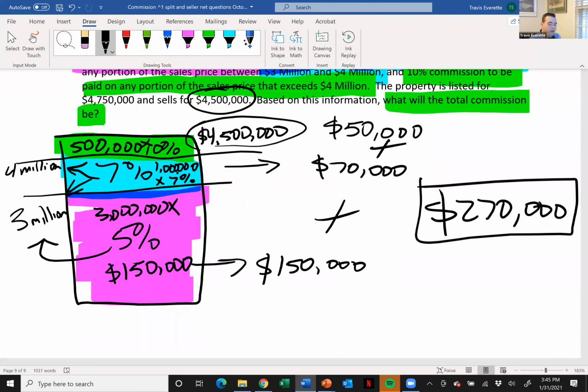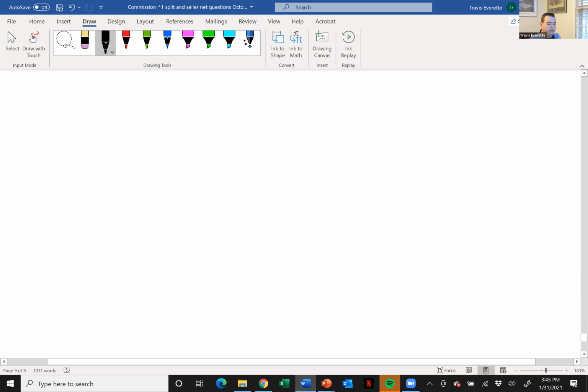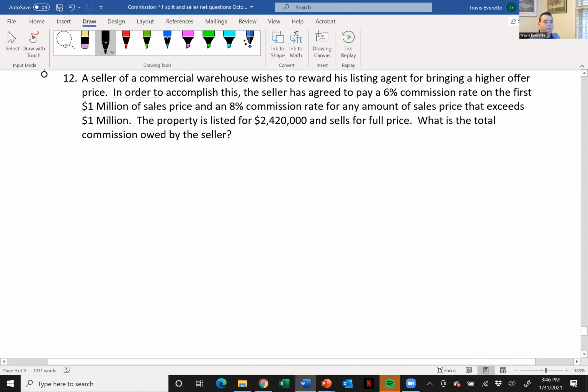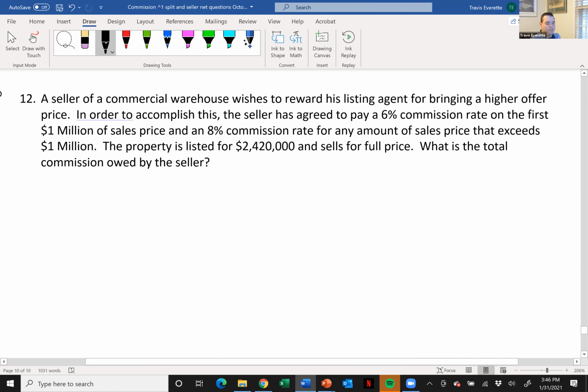All right, I think we have one more like that. Number 12, which I believe is the last one in the packet. It is. Your torture is almost done. It says, a seller of a commercial warehouse wishes to reward his listing agent for bringing a higher offer price. In order to accomplish this, the seller has agreed to pay a 6% commission rate on the first $1 million of sales price and an 8% commission rate for any amount of sales price that exceeds $1 million. The property is listed for $2,420,000 and sells for full price. What is the total commission owed by the seller?